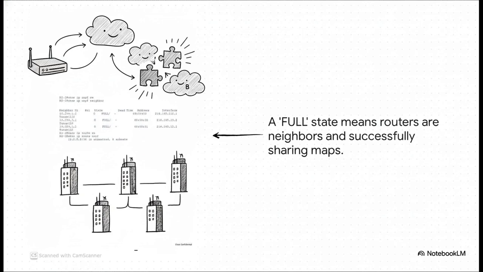This is the moment we're waiting for. The show ip ospf neighbor command shows a state of full. This is fantastic news. It means our routers have found each other, they've become neighbors, and now they're successfully sharing their network maps. They're officially cooperating.